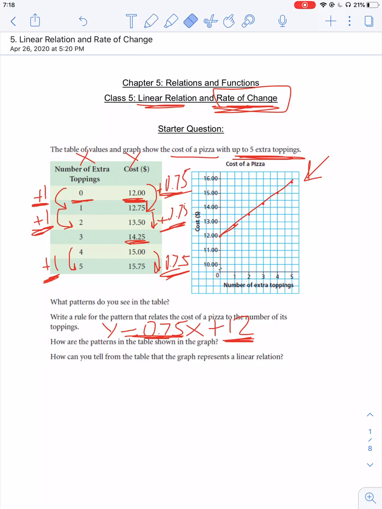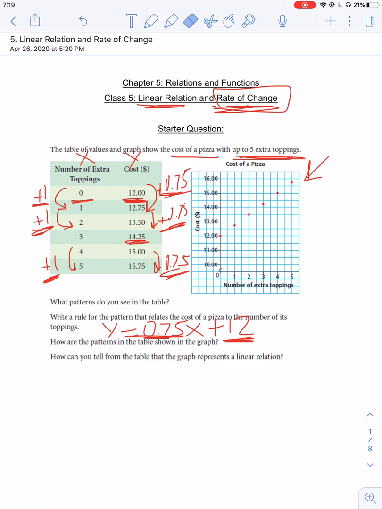Well, in the graph, what you see is every time the x value increases by 1, the y value increases by 0.75, and that's true for every point. So if you think about it in terms of these steps, they all look the same, right? The height is increasing by the same amount, but we'll talk more about that a little later.